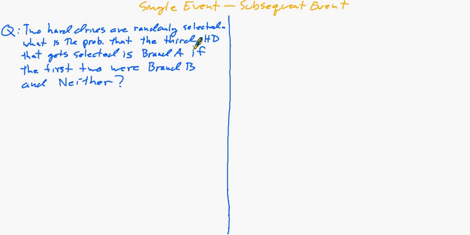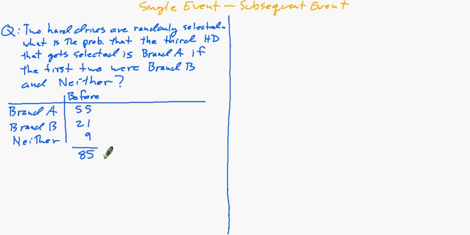So what we can do is look at how the numbers change with each event. And I usually do that in kind of a table format. I find it a little bit easier. You can do it with just brand A, because that's really what the question is about. Or you could have all the categories. For this first one, maybe we'll just show all categories, although that's not entirely necessary. So before the first two draws, we have 55 hard drives that are brand A, 21 that are brand B, and 9 that are neither A or B, for a total of 85.